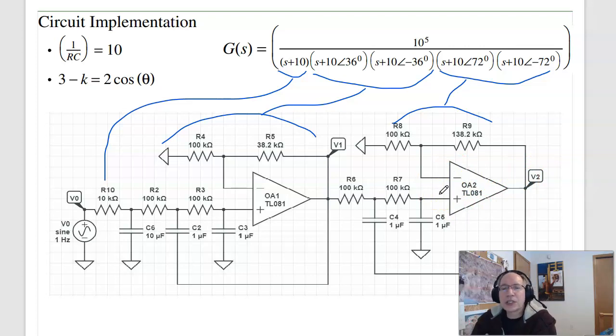Pretty much I use an odd number of poles for my filters just because if I do an even number, I don't need this RC, and that's not that hard to build. So I might as well make it a fifth order filter, an odd number.